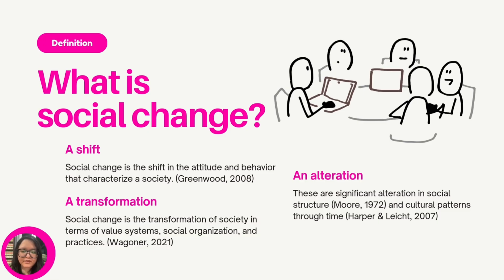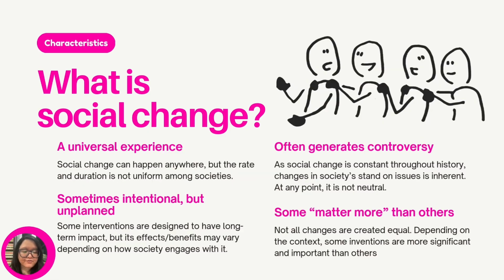So, a few characteristics of what we can consider as social change. It's a universal experience. It's happening everywhere, some in larger scales, and some are more quiet or slow transformations. Second, it's intentional but not planned. Some interventions are designed to have long term impact, but its effects or benefits may vary depending on how society engages with it or how it leverages it. So, while it's intentional, the impact is unplanned, and we can only hope for the best.